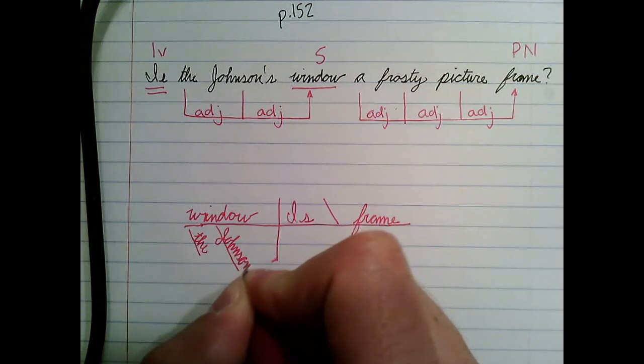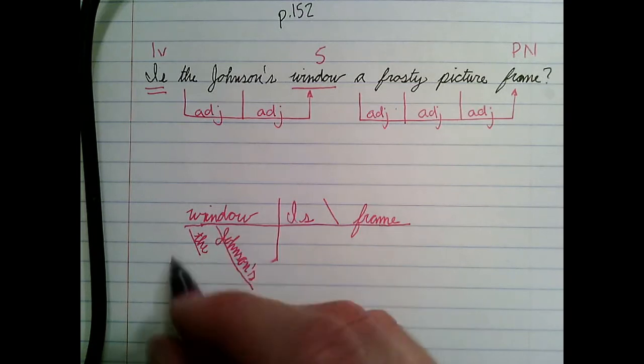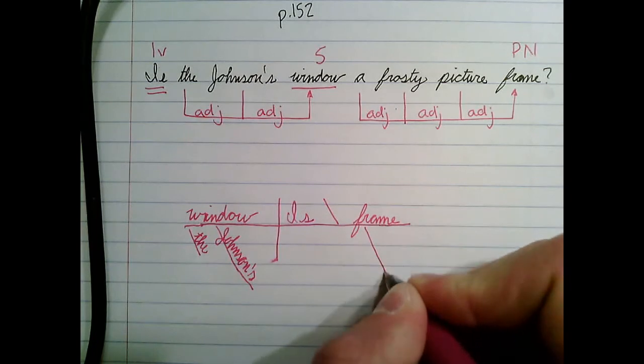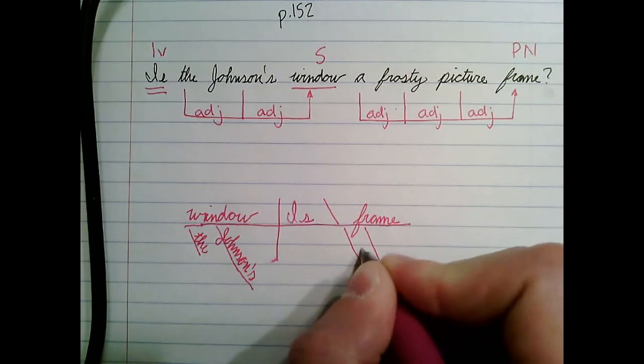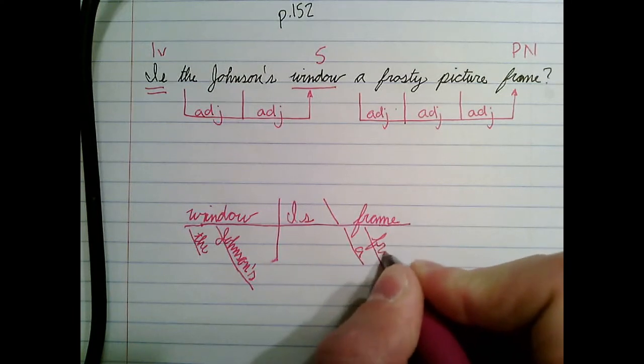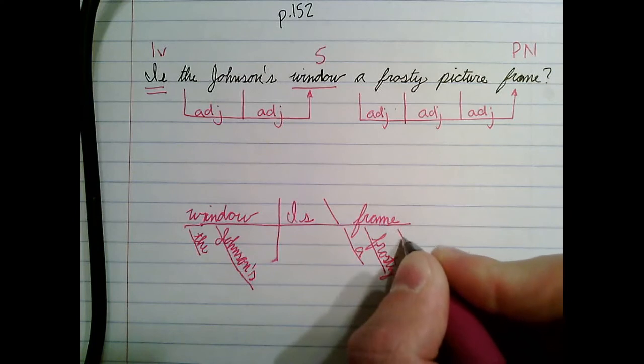Remember, this chapter we're focused on possessive nouns, so it feels a little bit odd to put a noun on the adjective portion of a diagram. That's because it's possessive. And then frame, we'll get A, Frosty, and picture.